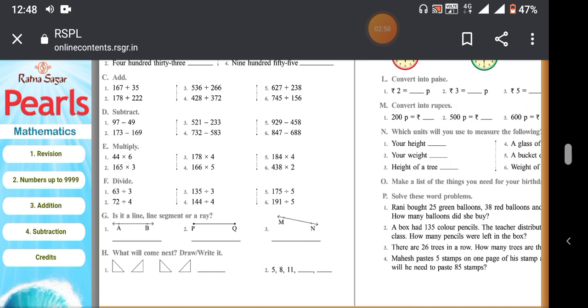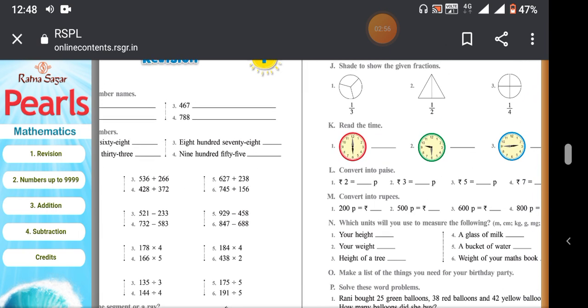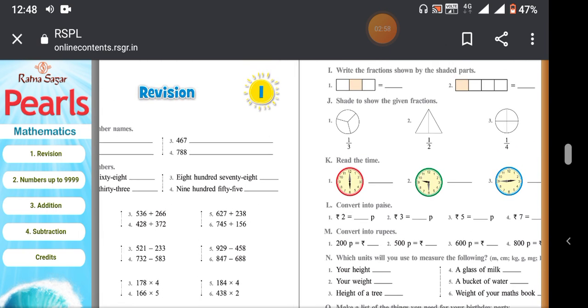Then write the fractions shown by the shaded parts. Here there are 3 squares. In that, one square is shaded. So you should write it in fraction form. The second one also, there are 4 squares. In that, one square is shaded. You should write that as a fraction.